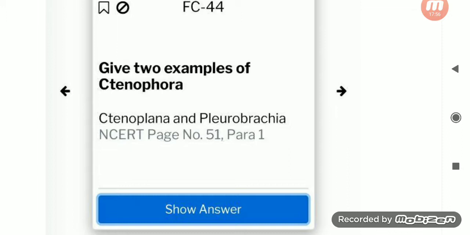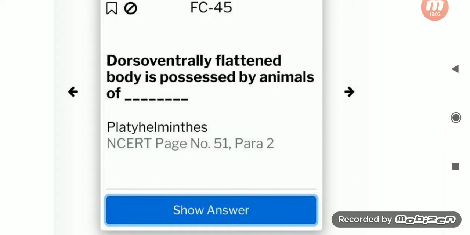Dorsoventrally flattened bodies are possessed by the animals of Platyhelminthes.